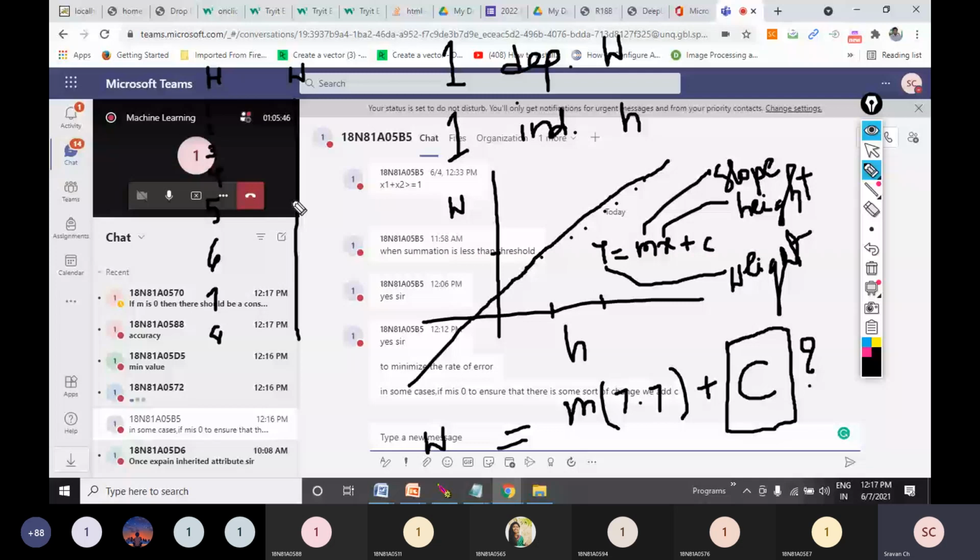How many people wrote B5, D5, 88, 70, 72? 1, 2, 3, 4. 5 people have attempted, right? For all these 5 people, I'll award 25 out of 25 internal marks.